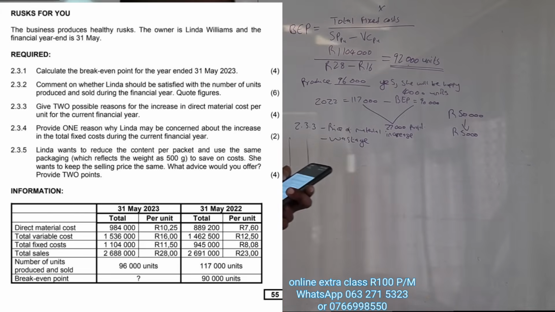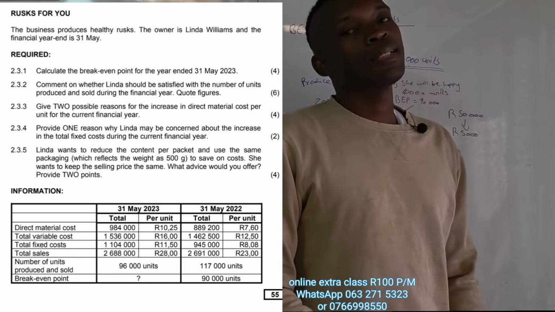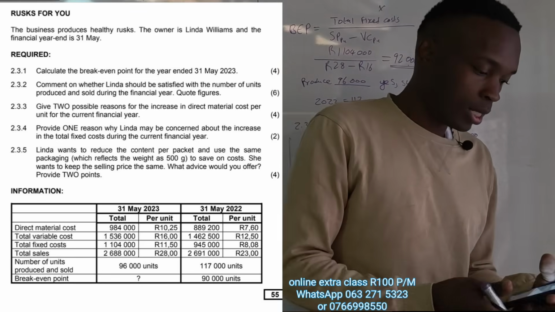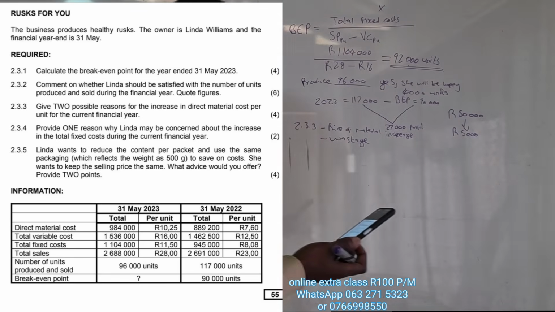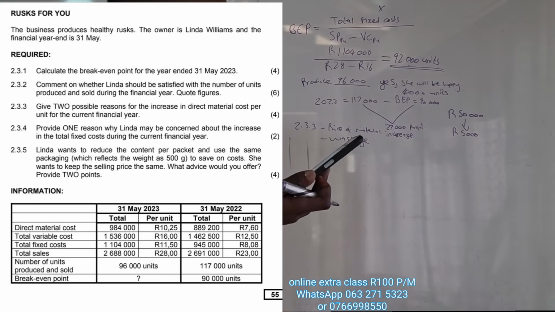And the other one is even the quality of material, guys. If you're using very poor material, the wastage is worse. It's going to be worse. So it can be a possible reason. They wanted only two.